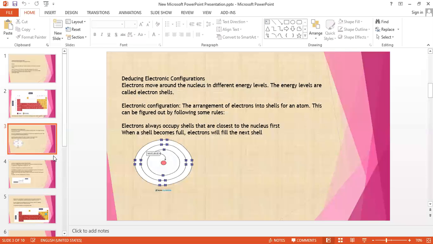Is it recording, right? So, any question about electronic configuration of an atom? No, sir. Okay, fine.